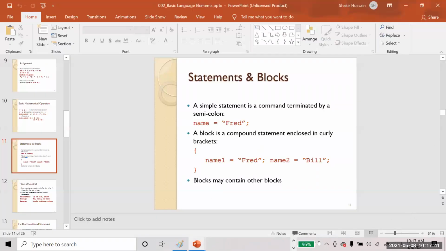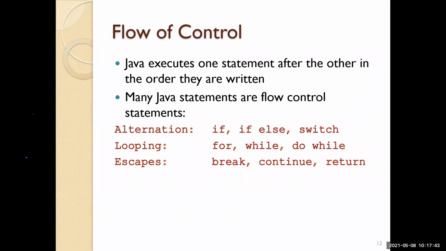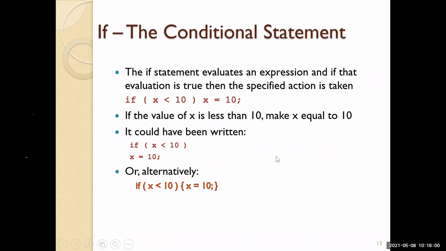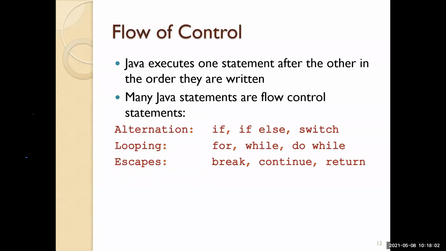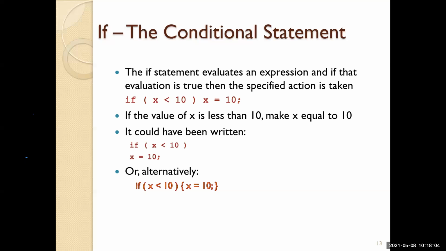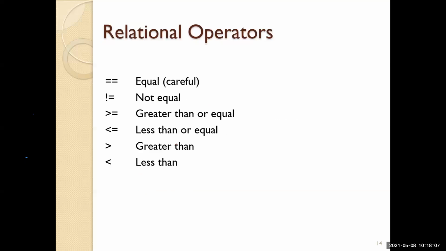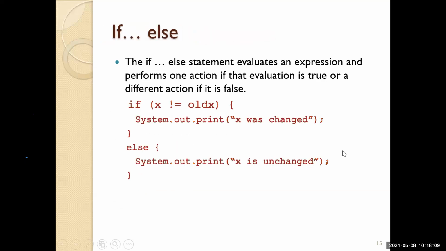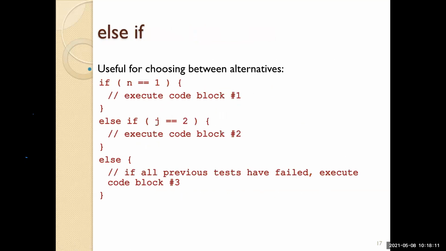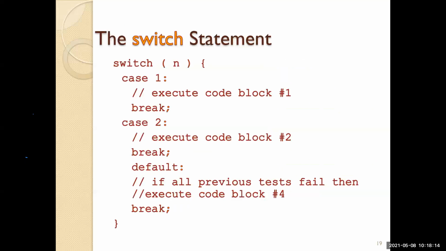Flow of control: if else, switch, for, while, do while. We have seen break inside a switch, but break and continue are also there inside a loop. Let me take that example that was missed out, and after that I think most of the things we have covered. These are called relational operators. And if else, nested if else, and we can have a switch.